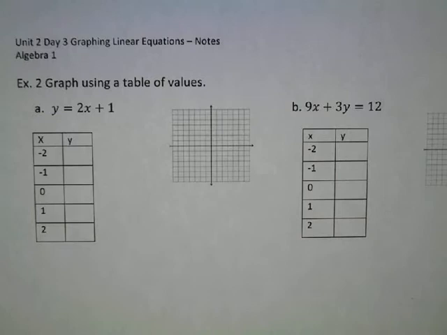Equation notes on graphing linear equations. Now we're going to go beyond slope-intercept form, and we're going to use a table of values.